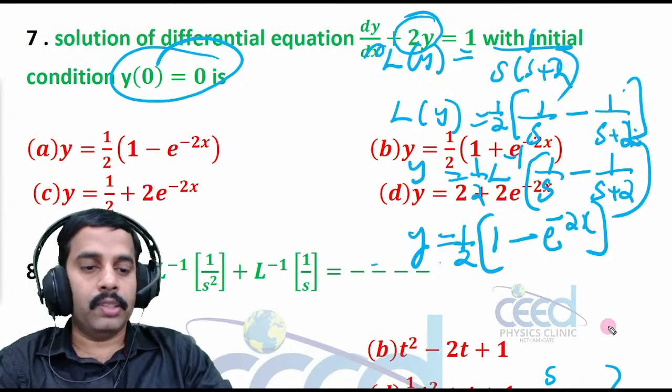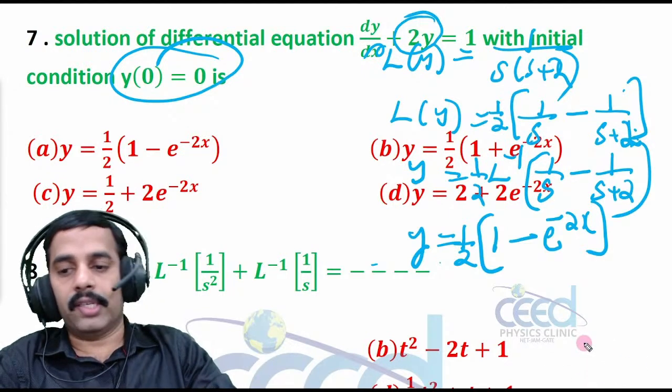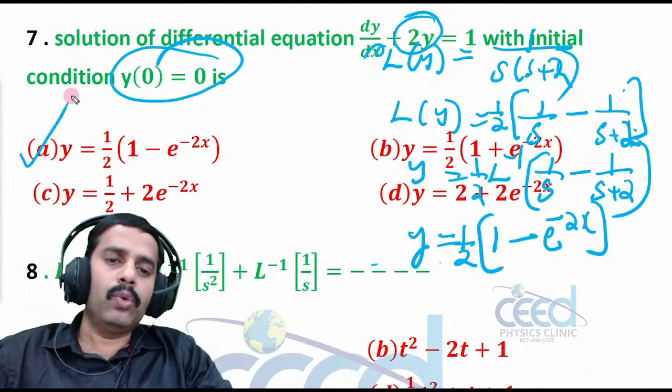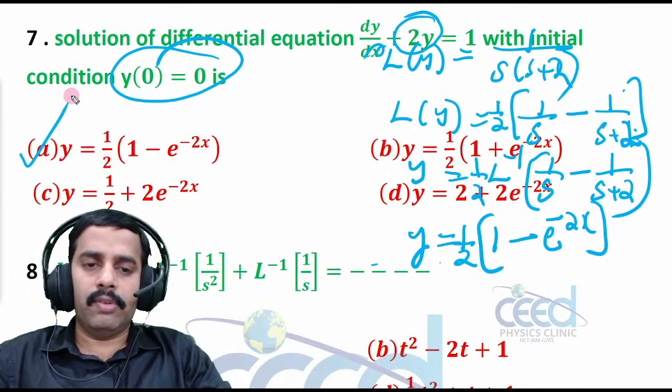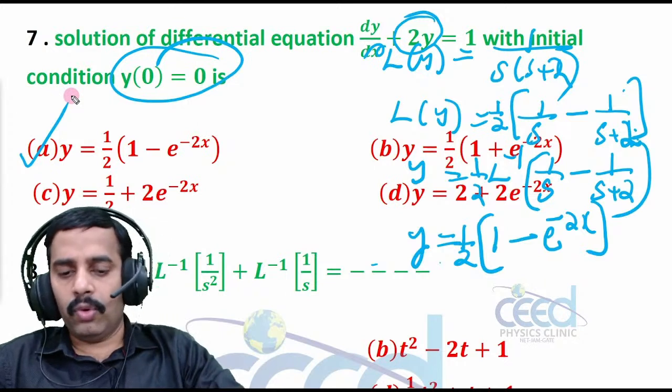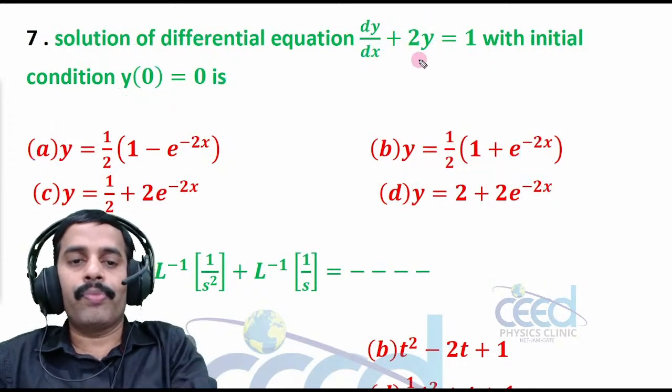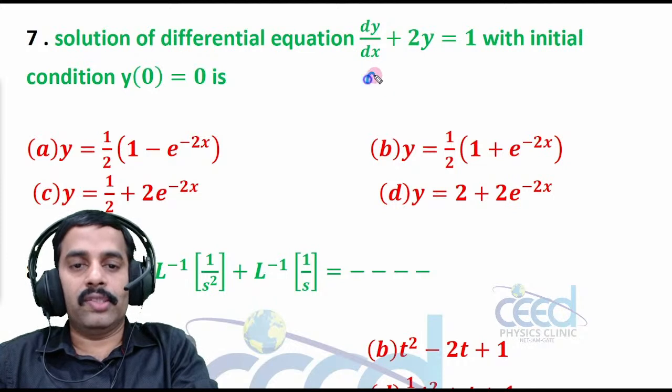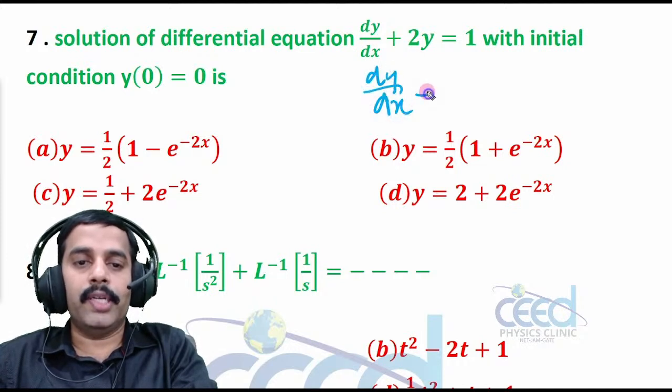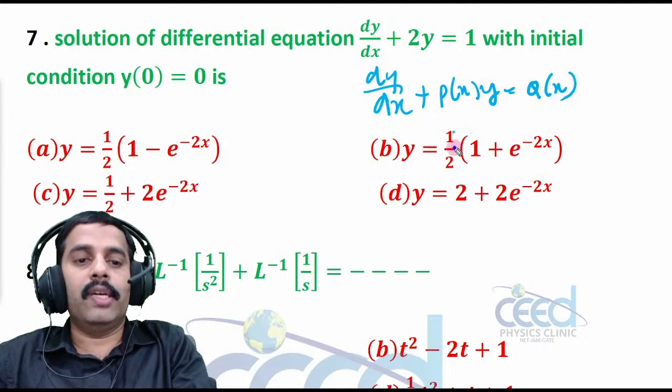So which one is the option? Option A is correct, right? This we can simply do. You need not do it in the way of Laplace transform. We have already studied in differential equation. You can find out the integrating factor. This equation is in the form of dy by dx plus p of x y is equal to q of x. Then what is the integrating factor?